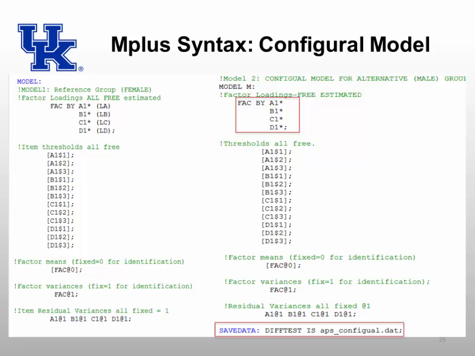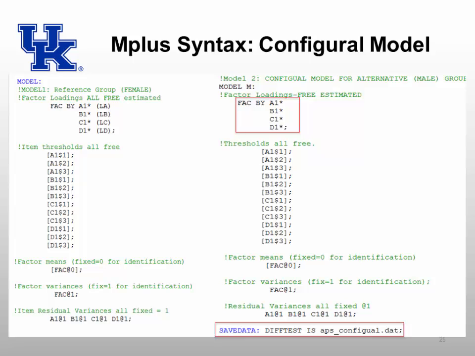Then it's the item thresholds. We specified all the item thresholds to be free. So thinking about this graph here, for a four-category item, we will have 3 thresholds. So A1$1 means the first threshold for item A1. A1$2 is the second threshold for item A1, etc.